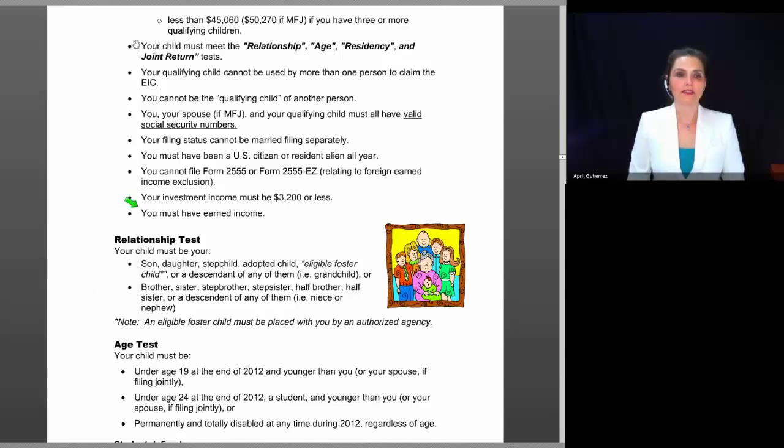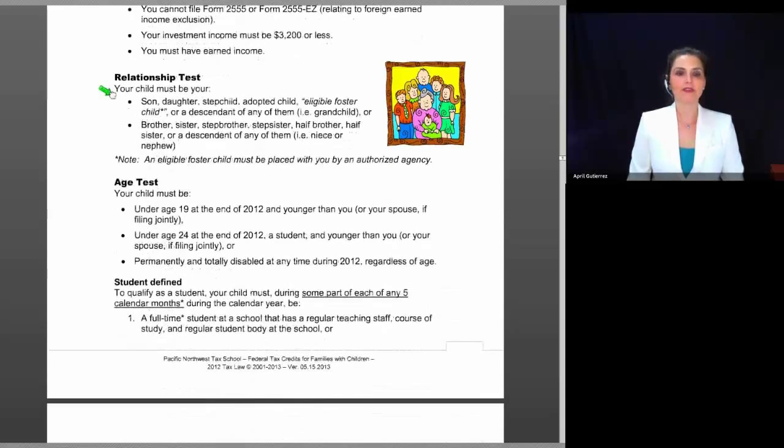So let's go through these tests up here. Your child must pass the relationship, age, residency, and joint return tests. And the first of these is the relationship test. Your child must be your son, daughter, stepchild, adopted child, eligible foster child, or descendant of any of them, for example, a grandchild. Or that person must be your brother, sister, stepbrother, stepsister, half-brother, half-sister, or descendant of any of them, for example, a niece or a nephew. Note that an eligible foster child must have been placed with you by an authorized agency in order to be an eligible foster child.